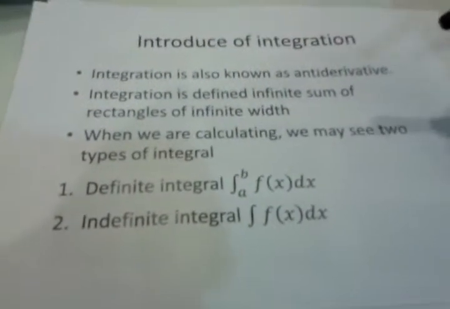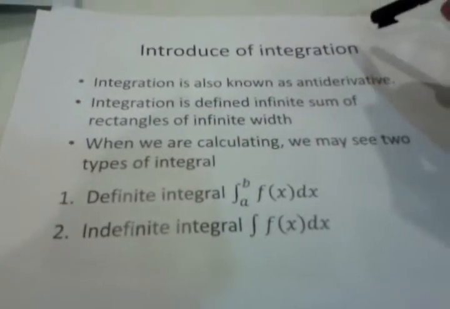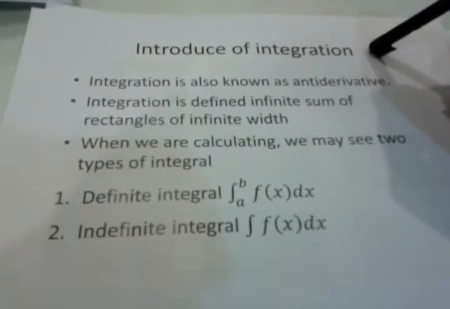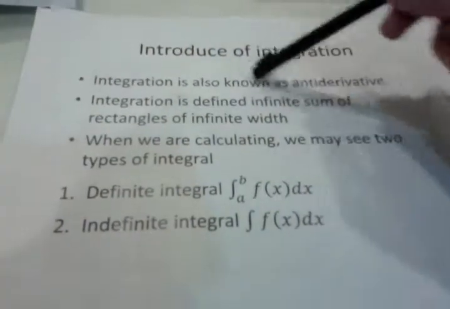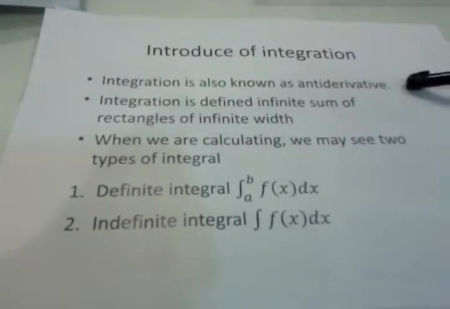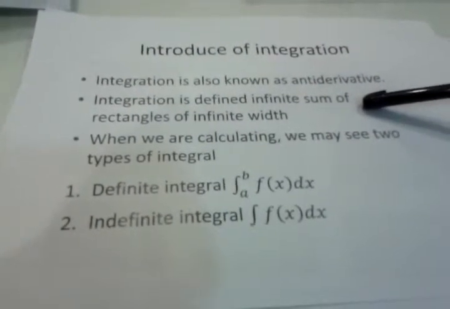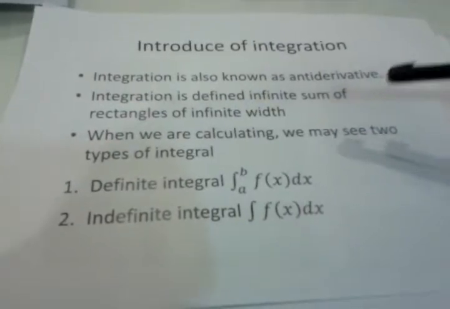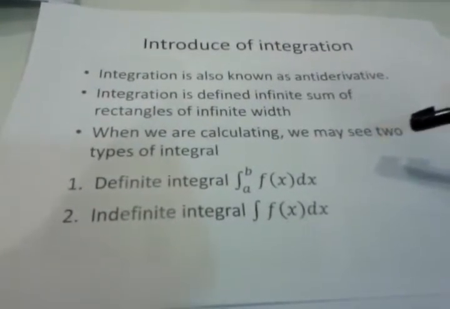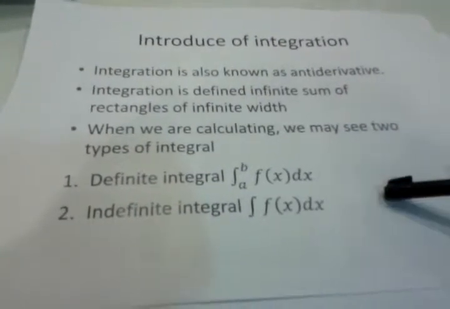Before we get into integration by parts, we will introduce integration first. Integration is also known as antiderivative. Integration is defined as the infinite sum of rectangles of infinitesimal width. When we are calculating, we may see two types of integral: definite integral and indefinite integral.